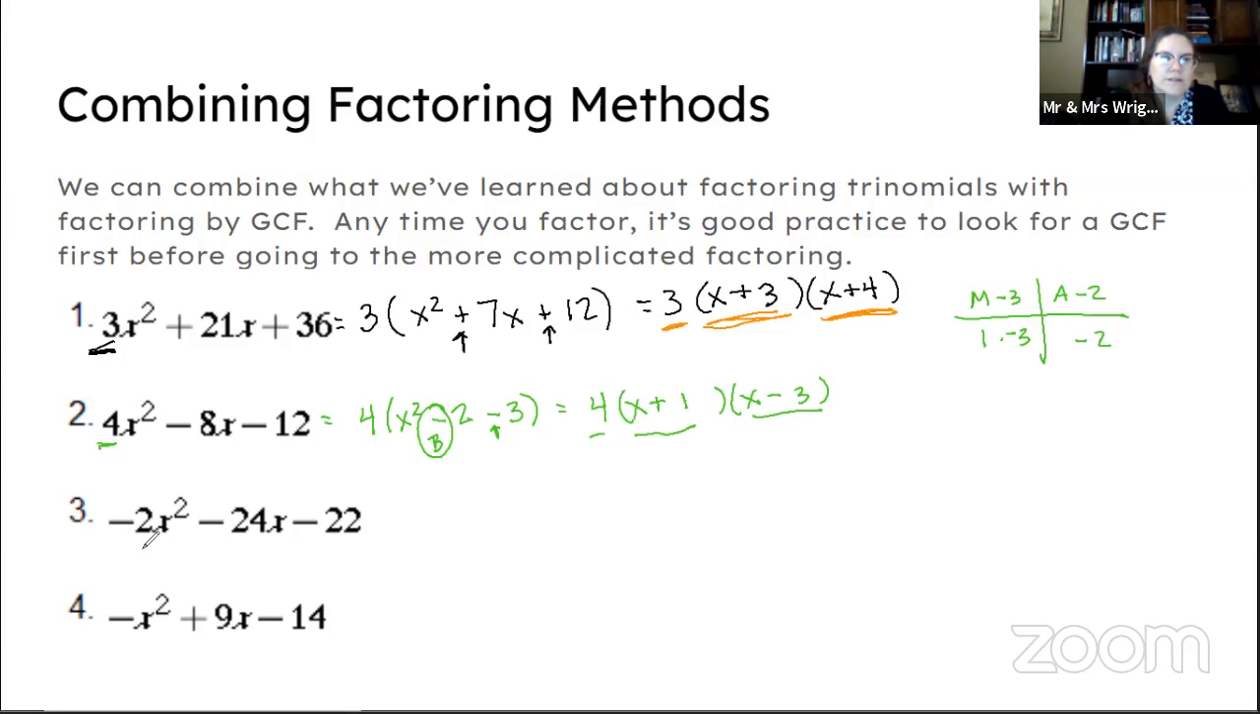All right, moving on. Let's go ahead and take out this -2 here at the beginning. -2 times x squared. -24x divided by -2, what's that going to be? That's going to be a positive 12x. -22 divided by -2 is a positive 11.